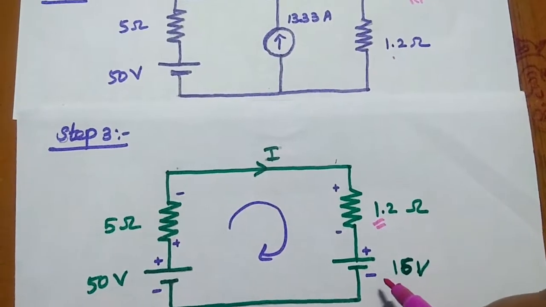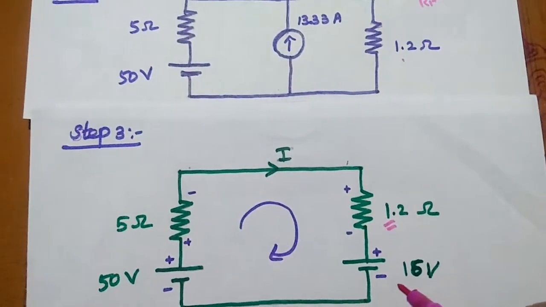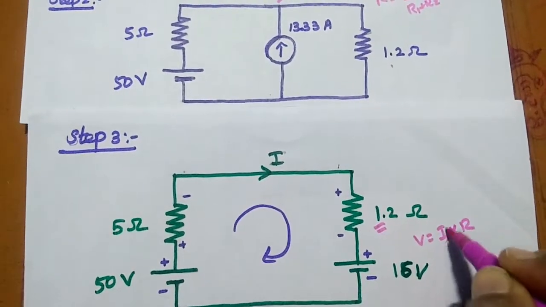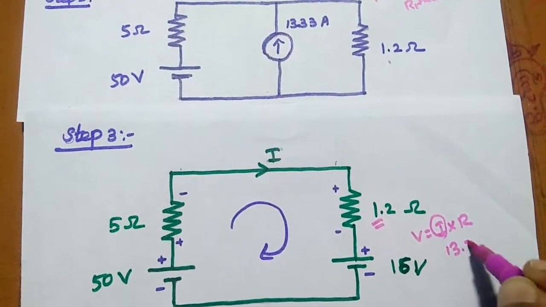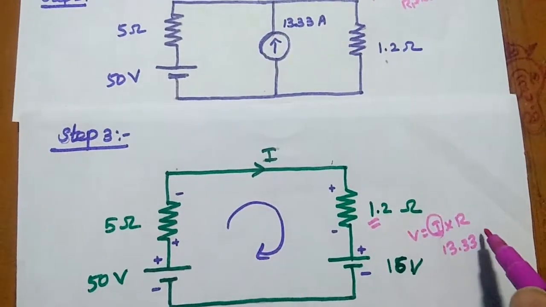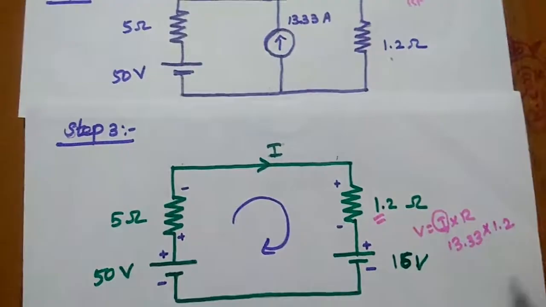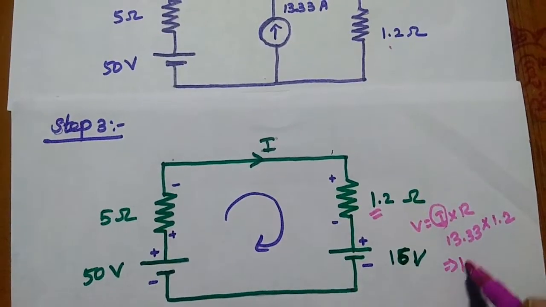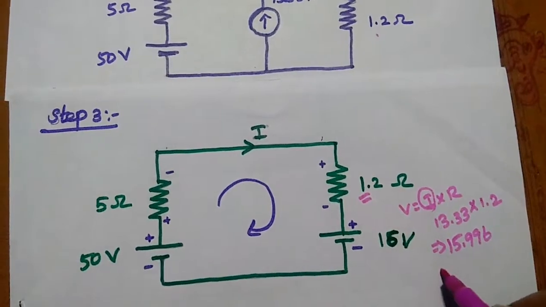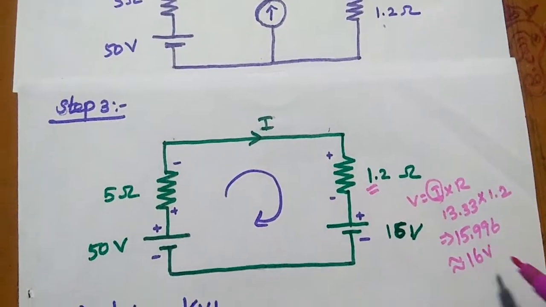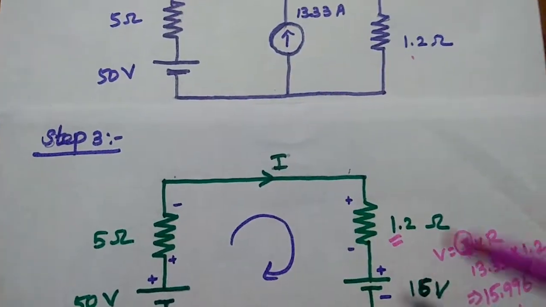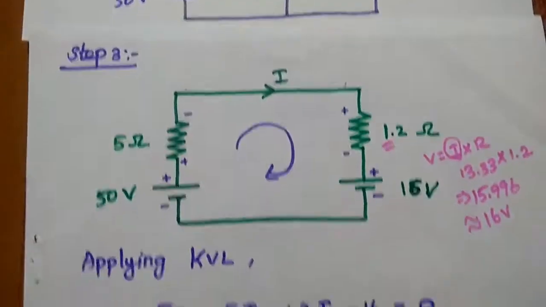What about the voltage source value? So here the voltage source V is equal to what? I into R. What is the value of I? I is nothing but 13.33. So V is equal to 13.33 into 1.2. So we can get the value like this, 15.996. So we can approximate that to 16 volt. So now we have the equivalent voltage source for this current source.